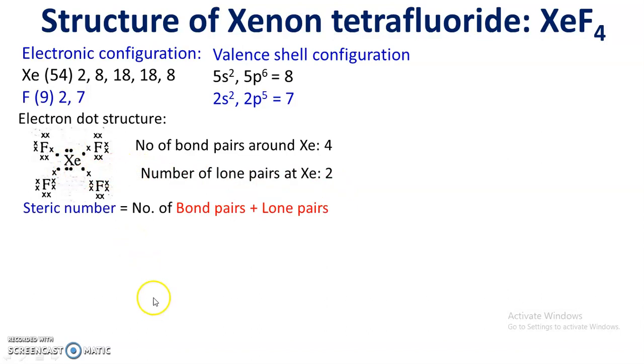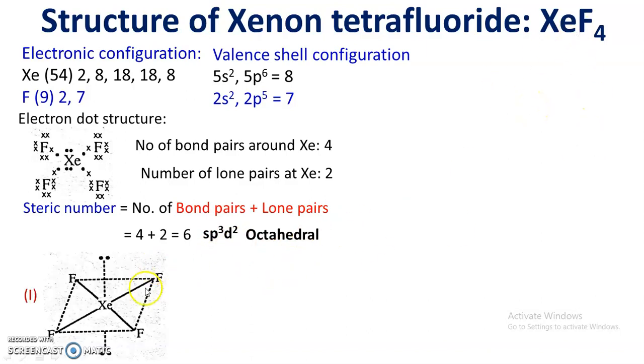Now the steric number is the number of bond pairs plus lone pairs. Number of bond pairs is 4 and lone pairs are 2, so this is equal to 6. So steric number is 6. It means its hybridization is sp3d2, which corresponds to octahedral geometry as the possible geometry. So in octahedral geometry there are 6 corners.